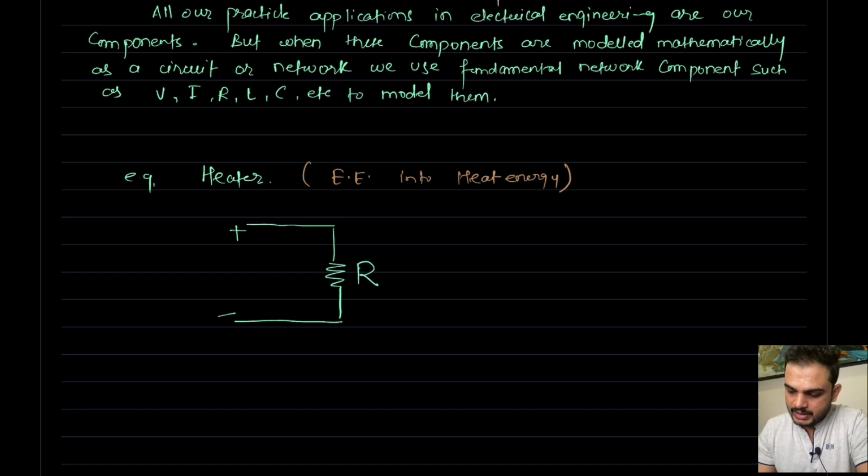This is my plus minus voltage and some current will flow. This is considered as the heater, because a resistor is a converting, dissipating element. It is dissipating electrical energy in the form of heat. So take any application in electrical engineering that converts electrical energy into heat, for example a clothing iron.